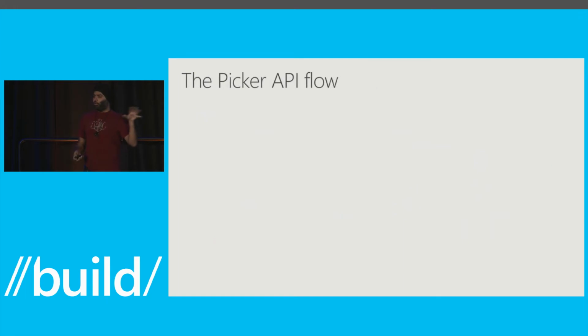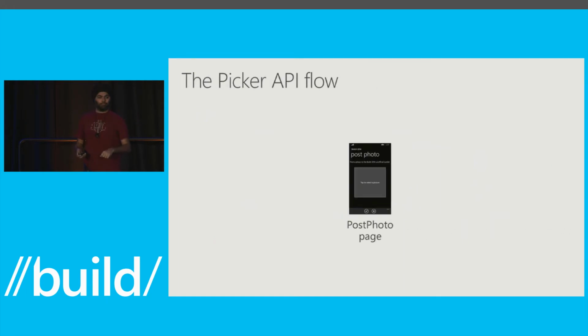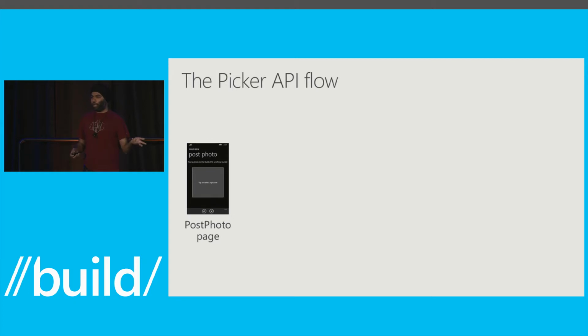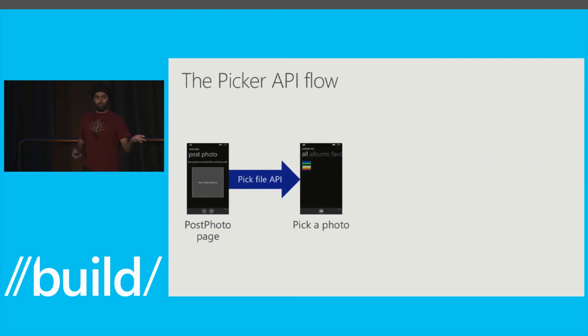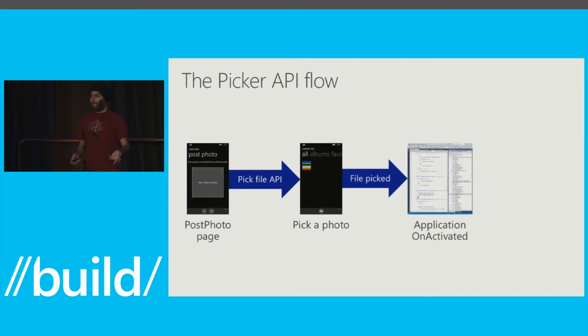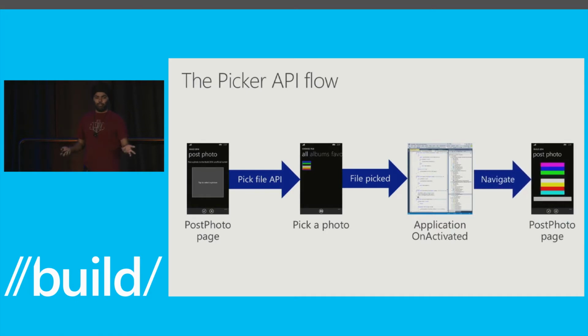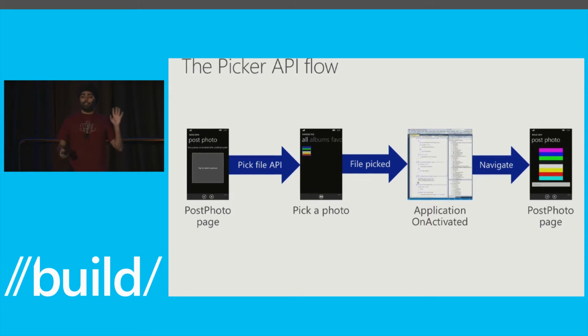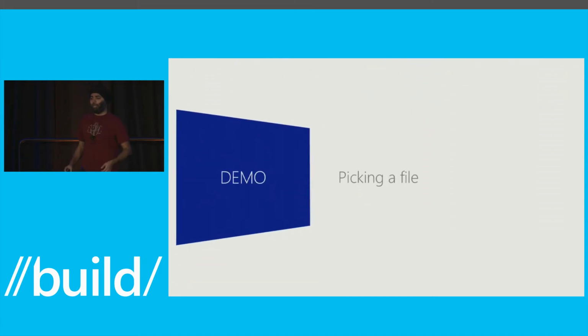Now, what does that look like in terms of the API? You start out in your app trying to pick a file. Let's say the user chose the Photos app. The Photos app comes up. The user picks a photo. Your app gets reactivated, and you navigate back to the page where the user was before and are handed the file. So it actually sounds a lot more complicated than it is. And to prove that, I'm going to have John show off how to pick a file.